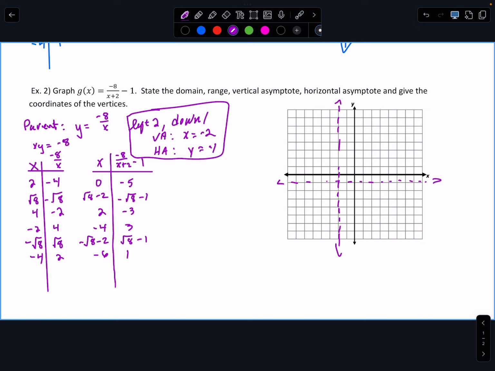And these are your ordered pairs for where we're going to plot. And before I go to plotting those, let's go ahead: domain is everything except for -2, and range is everything except for -1. Okay, and then for the vertices, I'm actually going to put those down here just a little further.